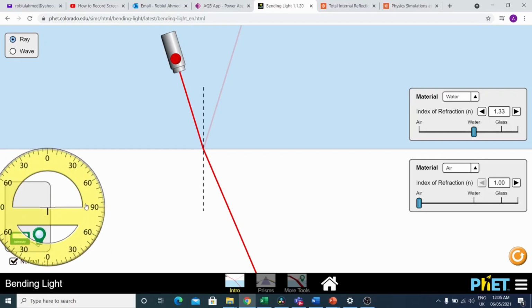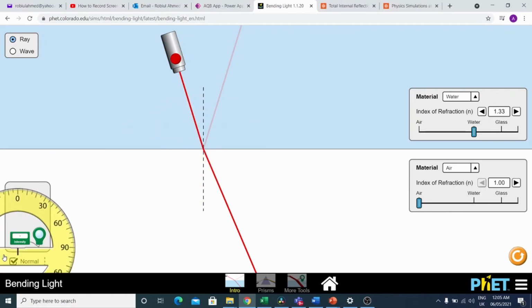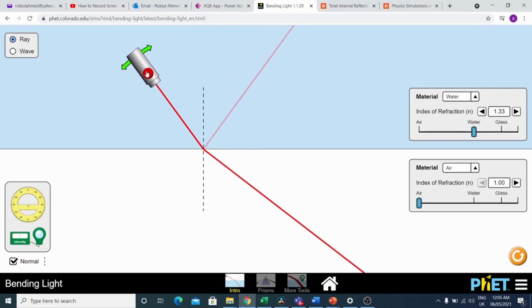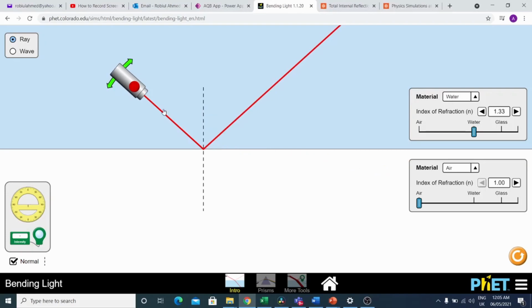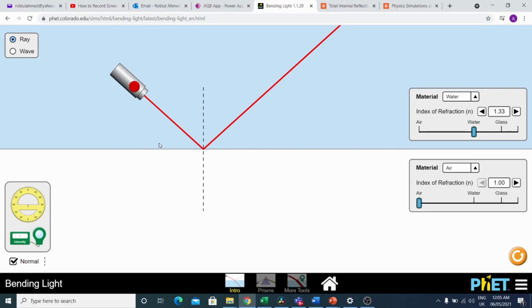If you want to measure the angles with this, you can. You just place the protractor on there and you can see the angle of incidence. You can read it off, and the angle of refraction over here. We don't need that right now. And as you move it, you can see the angle of incidence is changing and the angle of refraction is changing. And at some point, what you're going to have is like this. So all of the light technically is going across sort of there. And then beyond that point, you get this situation where all of the light is being totally internally reflected.